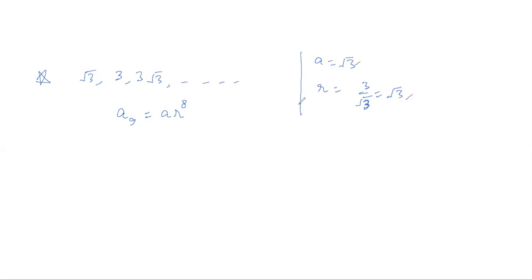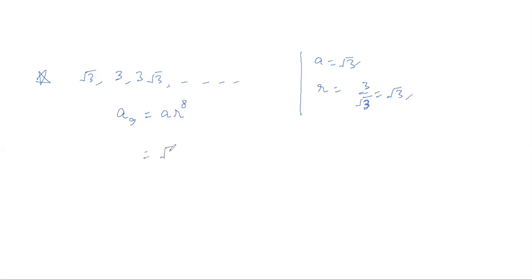Suppose now we are given a series: root 3, comma, 3, then 3 root 3, and so on. This time we have to find, suppose, the 9th term, which means we have to find the value of A9. So the value of A9 will be equal to A r raised to power 8. What will be the value of A? That will be root 3, and we'll have to find the common ratio also, that is R. R will be equal to 3 upon root 3, and its value will be equal to root 3.